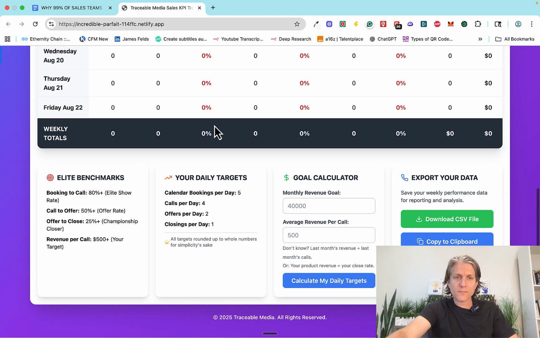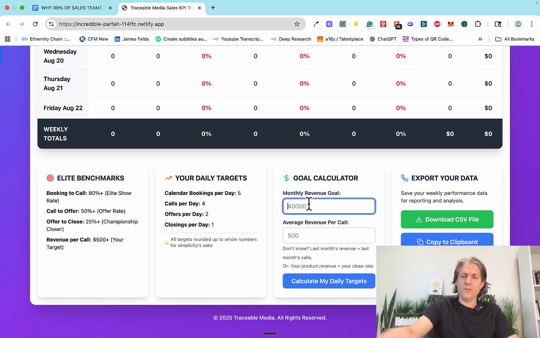And so here it is. We're gonna go over this, so we're actually gonna do an example of just how this works. We have the elite benchmarks, your daily targets, your goal calculator, and exporting your data. So where we wanna start is right here, the goal calculator. This is where everything starts.